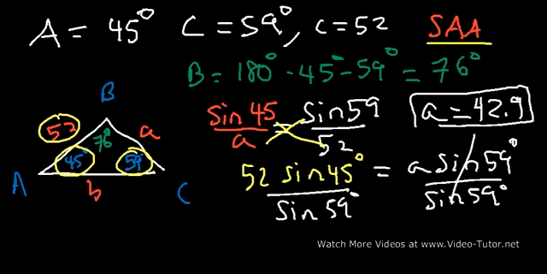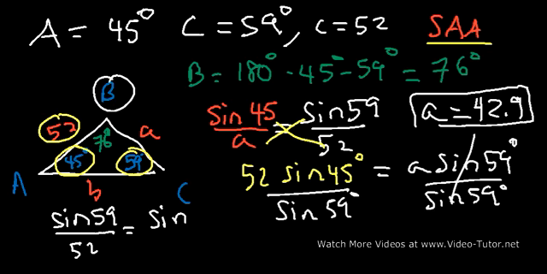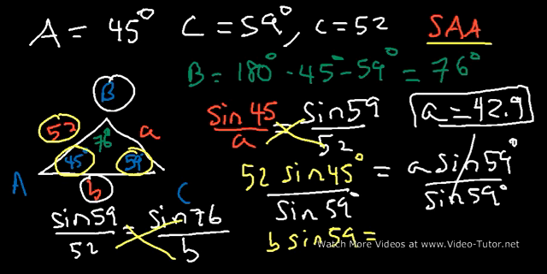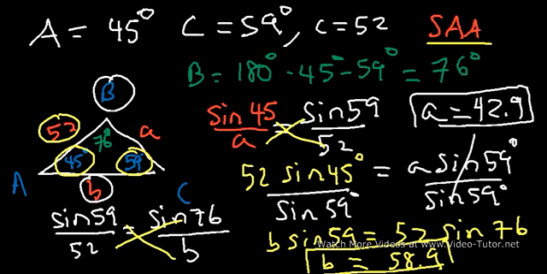So now we need to solve for side B. Let's use C and B. Sine of angle C, which is 59, divided by side C, which is 52, is equal to sine of angle B, which is 76, divided by side B. Once again, we're going to cross multiply. So B sine 59 is equal to 52 sine 76. Let's divide both sides by sine 59. So 52 sine 76 divided by sine 59. Side B has a value of 58.9. So that's the first case where we have two angles and a side, so side, angle, angle.